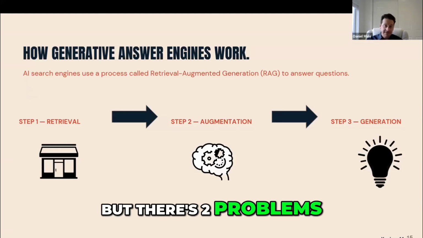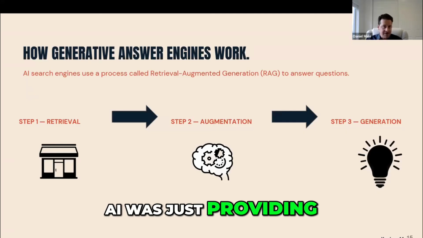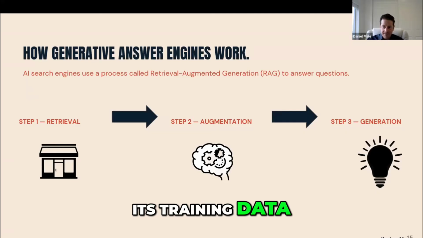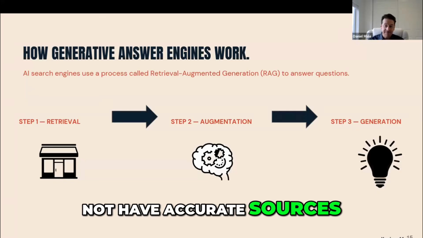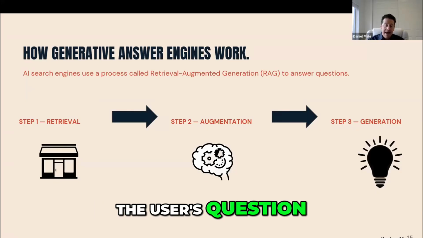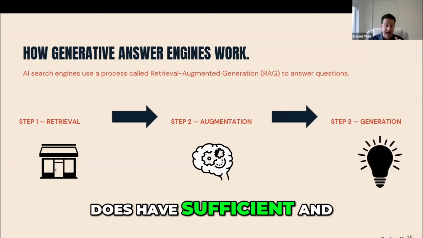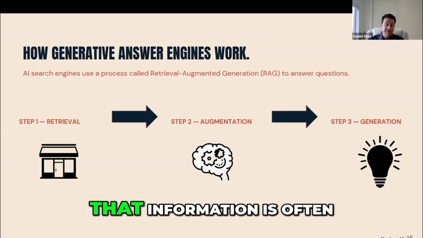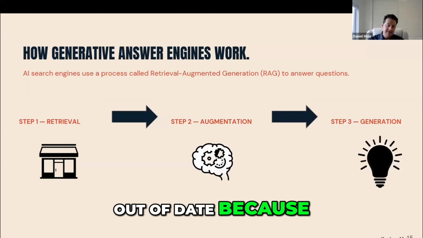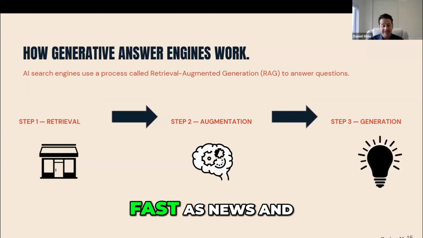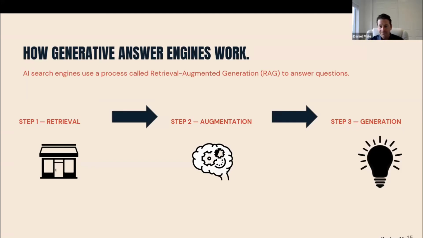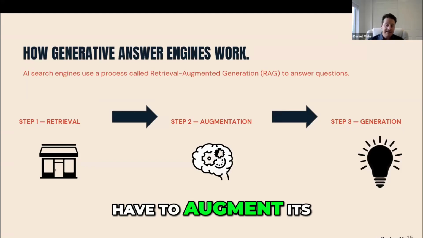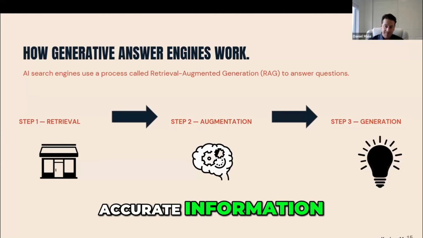But there's two problems with that if an AI was just providing you answers with only its training data. Problem number one is its training data may not have accurate sources of information to answer the user's question. And even if it does have sufficient and accurate source of information, that information is often out of date because the model is not always getting updated as fast as news and new data is coming into the public sphere. So to correct for this, AI agents have to augment its data with more and accurate information.